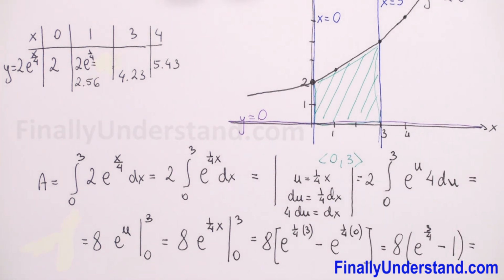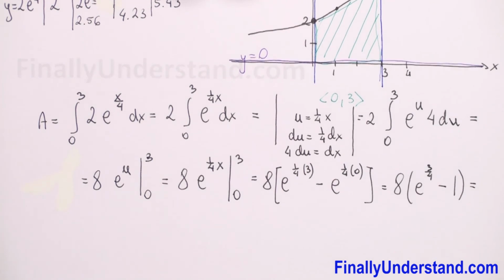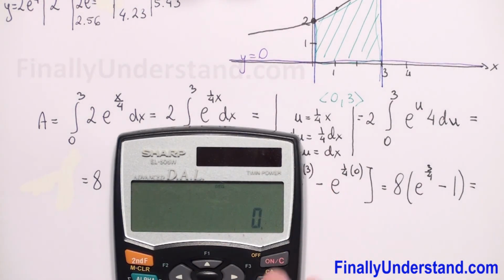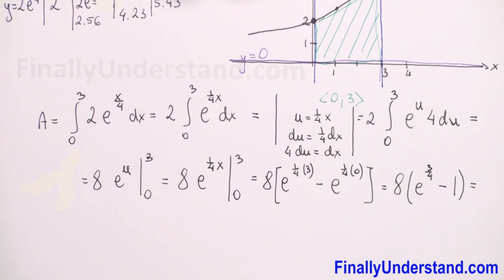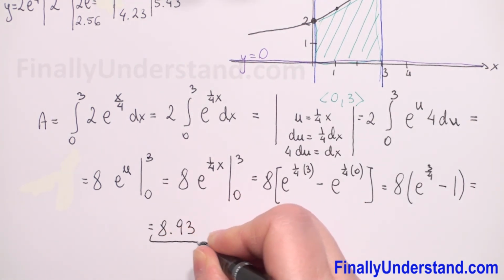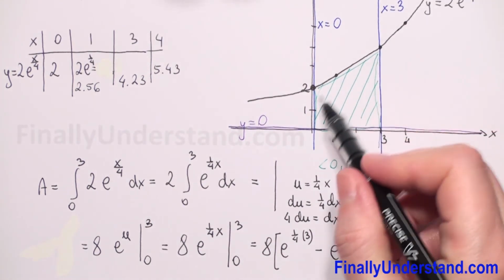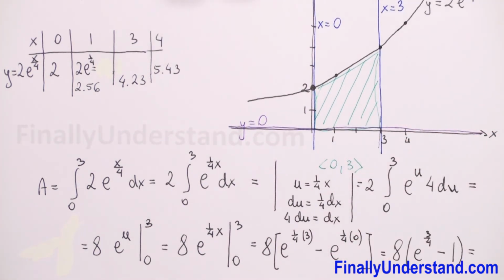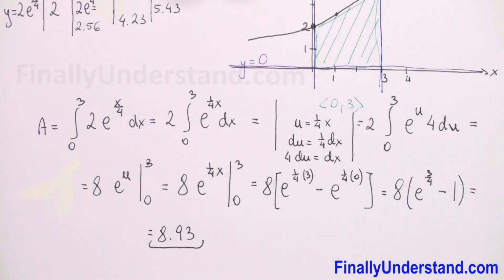You can use a calculator and we can find this value. We have 8 times, in parentheses, e to power 3 over 4 minus 1. This is equal to 8.93. This is our area which we needed to find, and of course, because this is area, it is in square units. This is my solution.